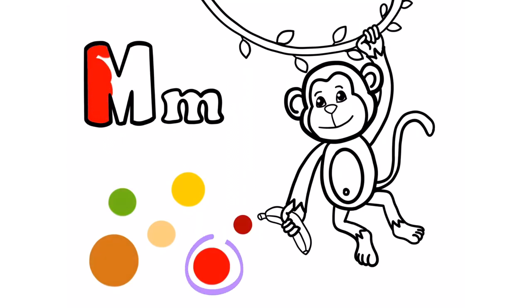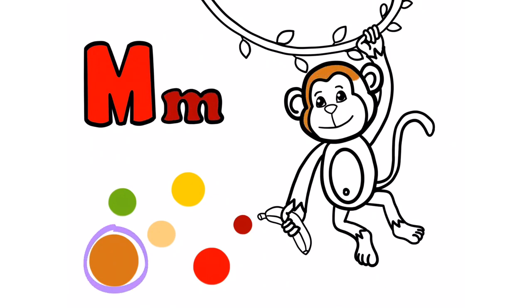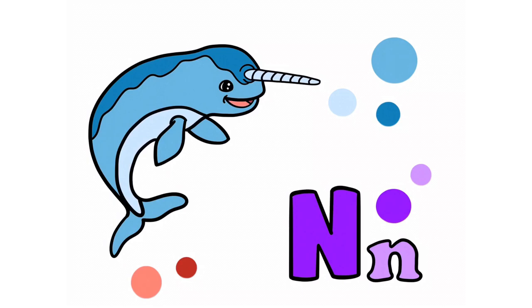Now let's color. Red. Burgundy. Brown. He's so cute. Green. Yellow. M is for monkey. Let's learn the letter N.